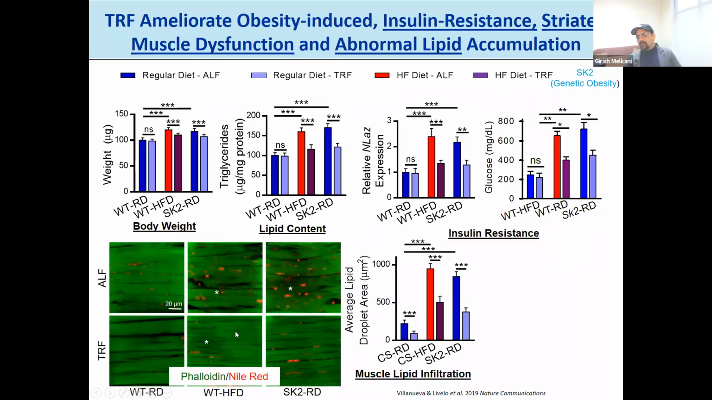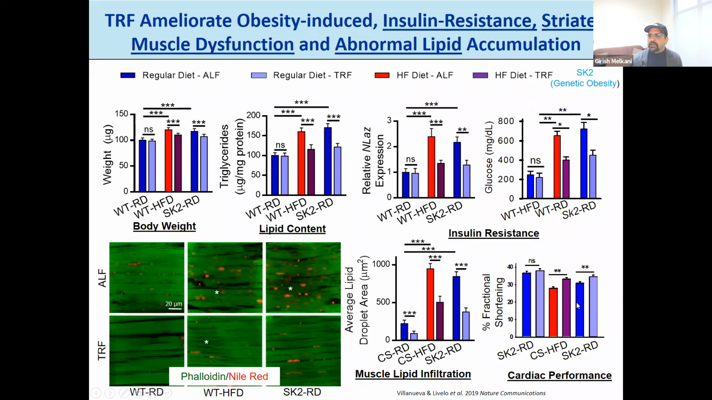The other thing we looked at is the muscle cryosectioning, stained with phalloidin, and the red one is Nile red, which detects lipid droplets. As you can see, both obesity models have higher lipid droplets, and they are significantly reduced under time restricted feeding. So why is this important? If you look at the literature, human beings who are obese and have a sedentary life, you can see lipid accumulation in the muscles also. That is a lipotoxicity model also. So we did that. Of course, heart function was also reduced.